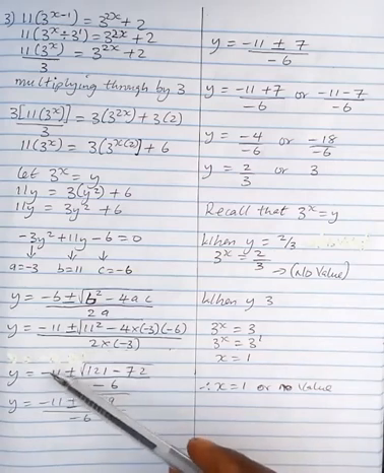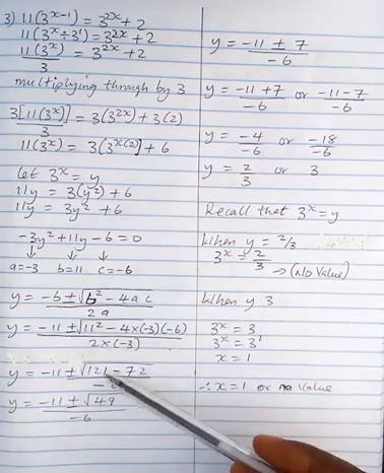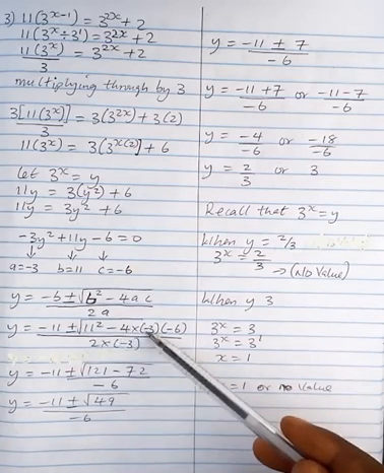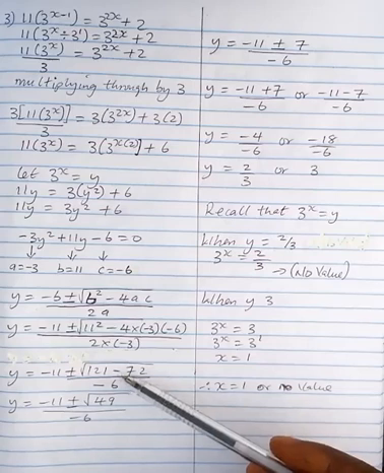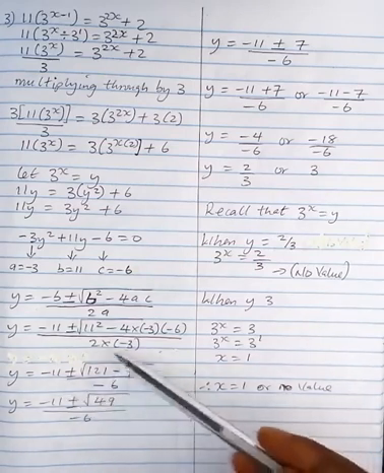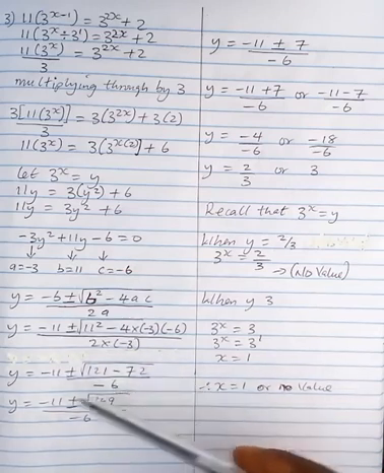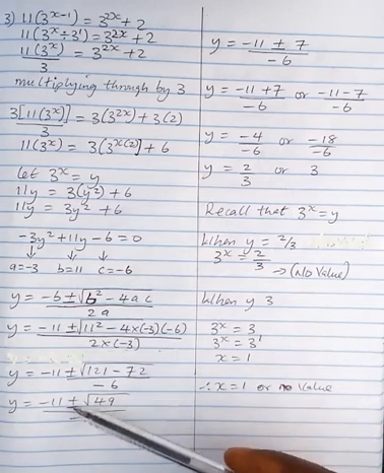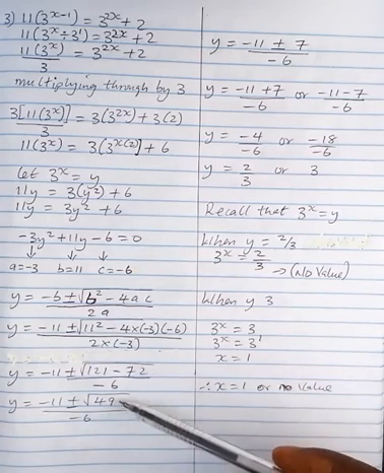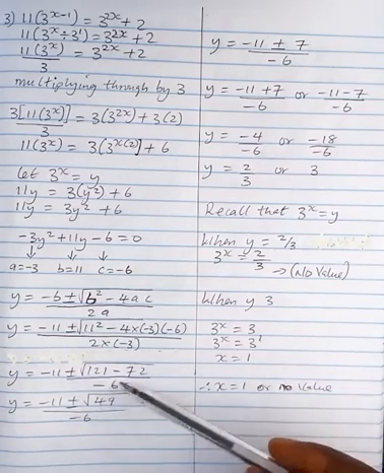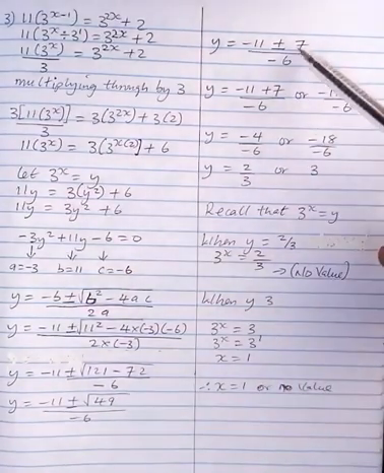So y is equal to minus 11 plus or minus the square root of 11 squared, which is 121, minus, now minus times minus is equal to plus, plus times minus is equal to minus. So that's why we're having minus here. Now minus 72 all over, plus times minus is equal to minus, 2 times 3 is equal to 6. y is equal to minus 11 plus or minus the square root of 121 minus 72, which is 49, all over minus 6. Now at this point, the square root of 49 is equal to 7.